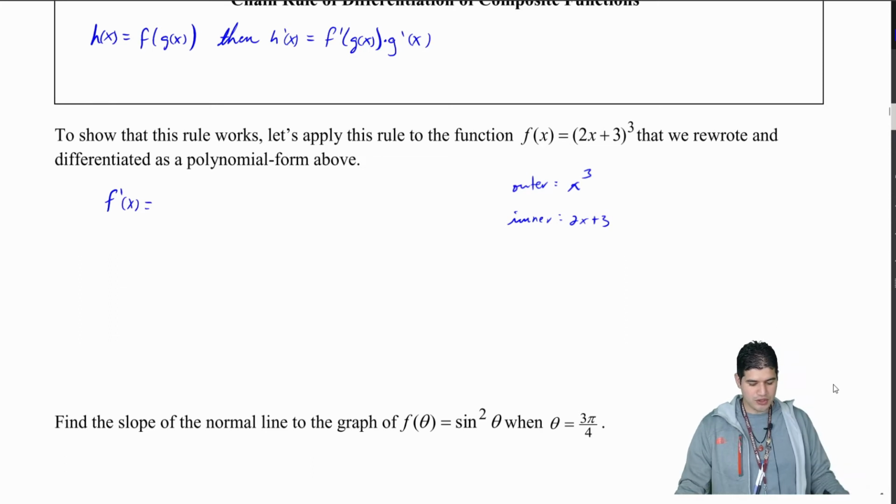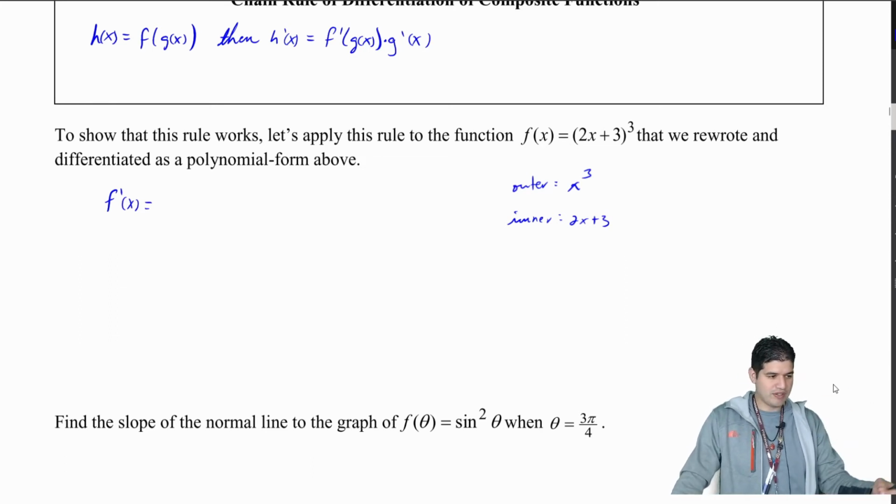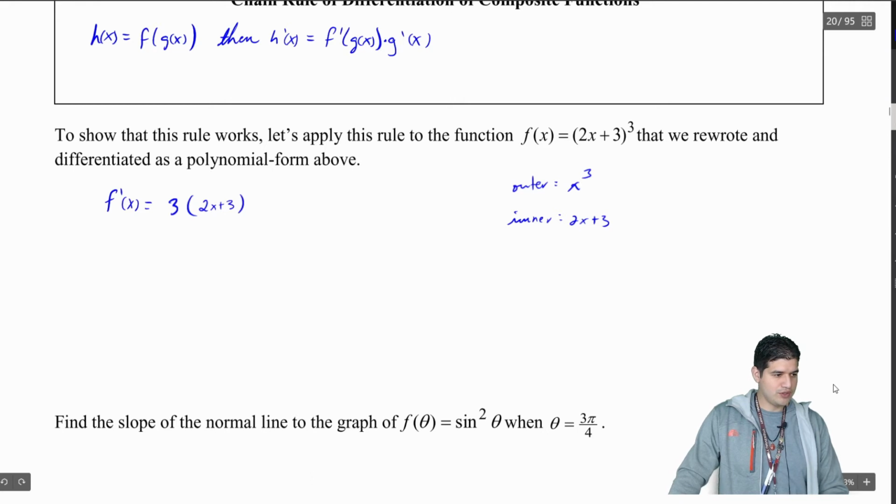Okay, so when I do this derivative, I'm going to take the derivative of the outer part, so 3, and then I'm going to hold on to the inner part, so 2x plus 3. So remember, when you take that derivative, you subtract 1 right there. So we brought the 3 down, now we need to subtract 1. So to the second power. Now we need to take the derivative of the inner part. So 2x plus 3, that derivative is times 2.